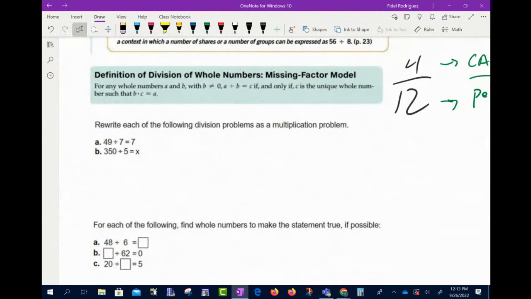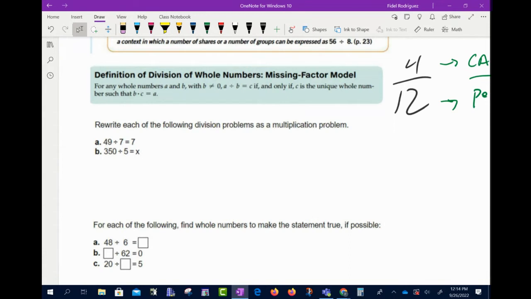So it says the definition of division of whole numbers, the missing factor model. For any whole numbers A and B, where B is not 0, A divided by B is equal to C if and only if C is the unique whole number such that B times C equals A. Okay, so we don't necessarily think about that a whole lot when we do division because we learned how to divide in elementary school, and when we have to divide stuff out, we just do it like second nature.